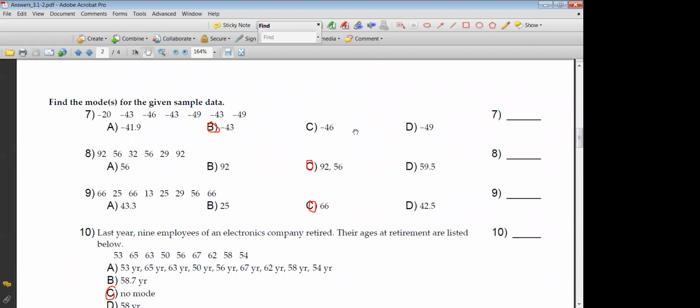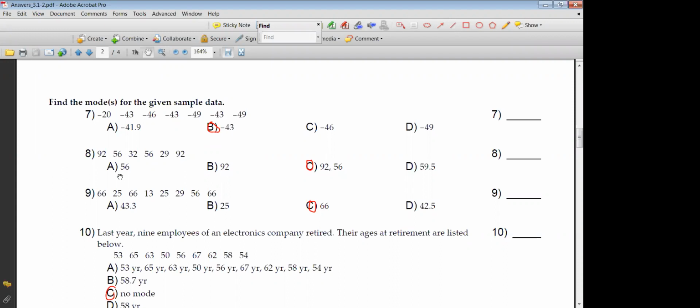Find the mode. Which number is used most often? I see a 43 here, and I see a 43 there, and I see a negative 43, a negative 43, and I see negative 43 3 times. It's used more often than any other number. That's my mode.